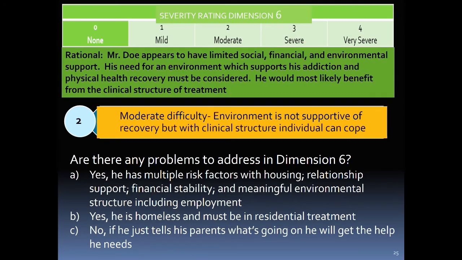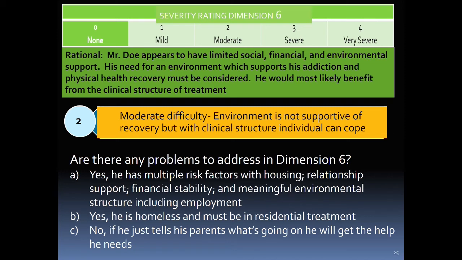Okay, Dimension 6, the risk rating. The rationale: Mr. Doe appears to have limited social, financial, and environmental support. His need for an environment which supports his addiction and physical health recovery must be considered. He would most likely benefit from the clinical structure of treatment. So here in this particular dimension, it would make the most sense to rate Mr. Doe at a 2, a moderate. Environment is not supportive of recovery, but with clinical structure, individual can cope.